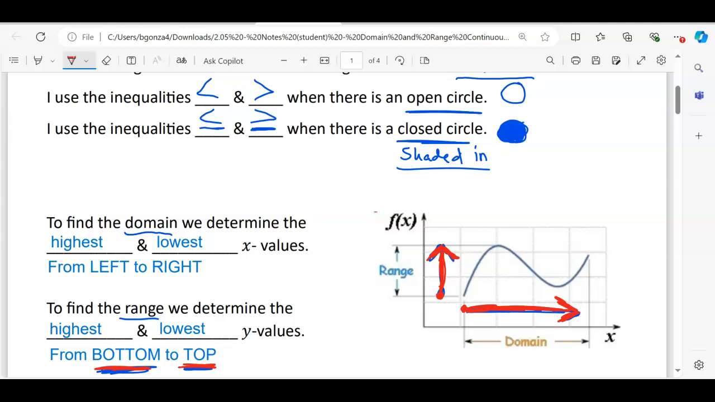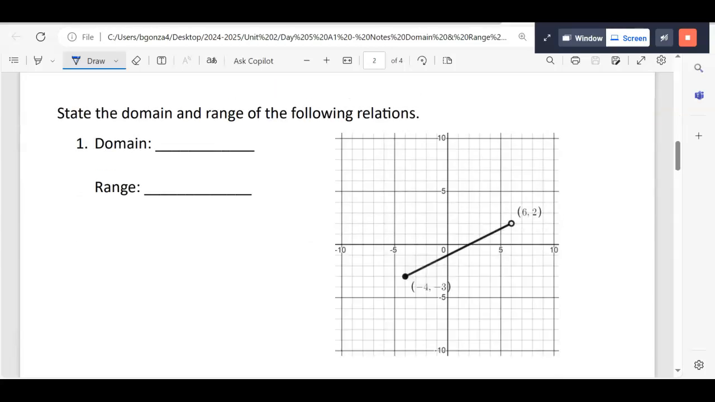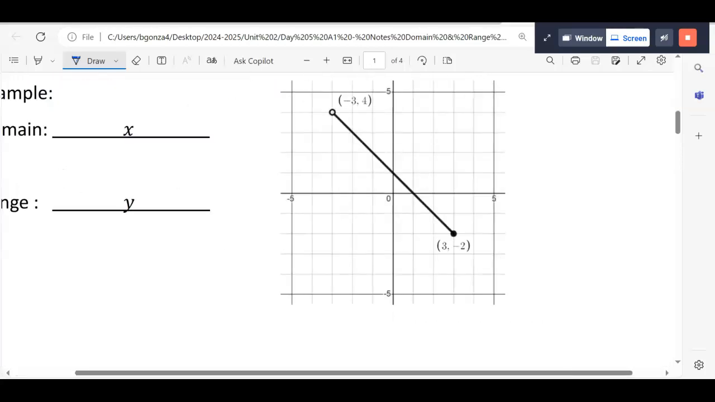All right, is everyone good on this so far? Let's do an example. Okay, example, here we go. Now look at this example right here.